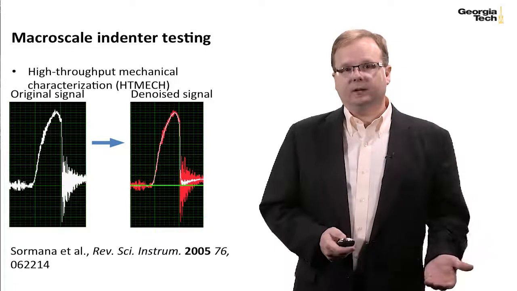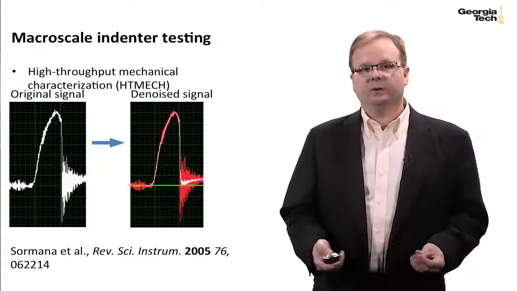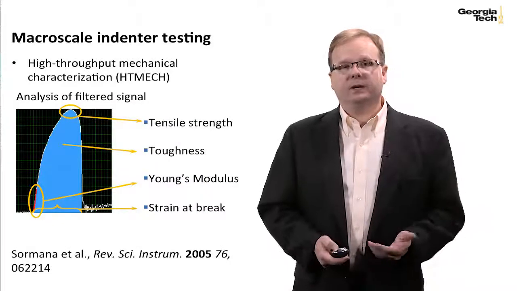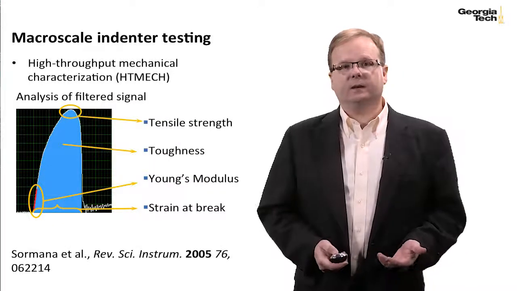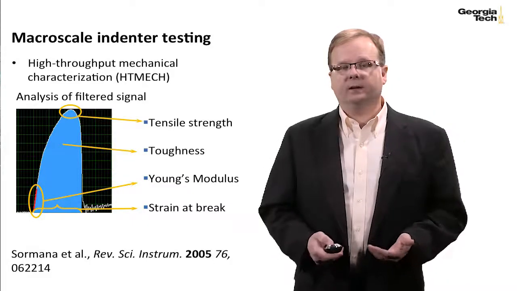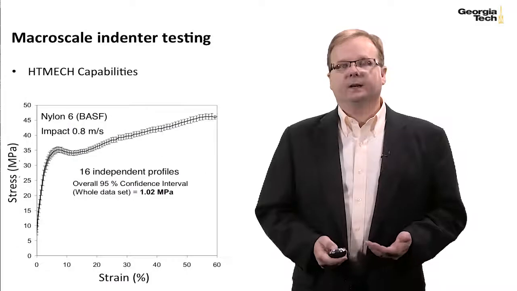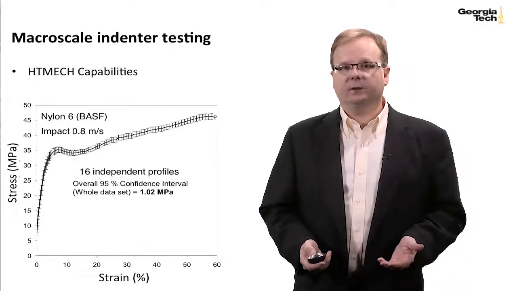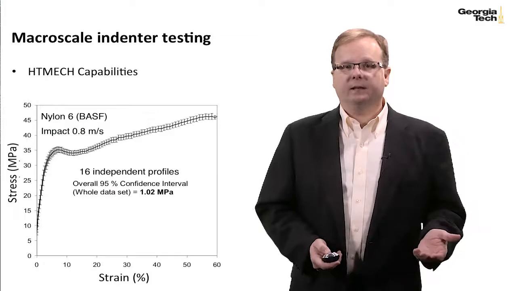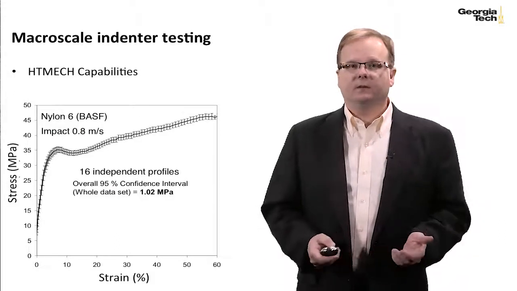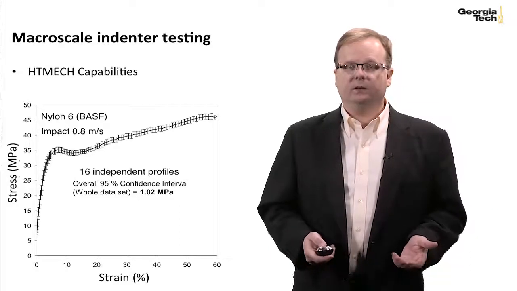This can be readily denoised and removed automatically, and from the filtered signal, you can get information like tensile strength, the toughness, the Young's modulus, and the strain at break, all from this one measurement. Here's an example of some of the capabilities. This is a single nylon 6 film. We've impacted at high speeds here, 16 independent positions. This gives you an idea of the details that you can see.